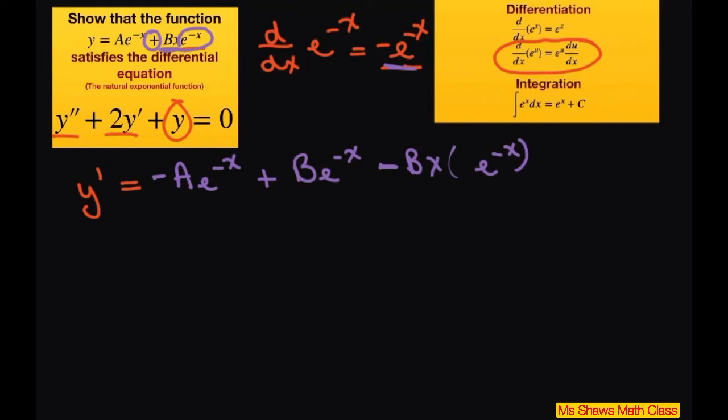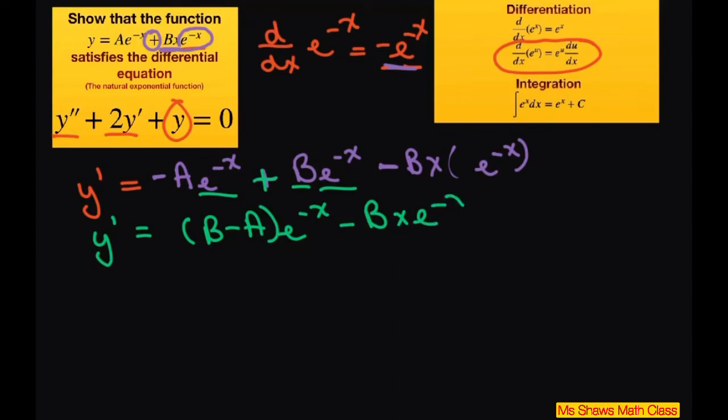Now let's do some grouping here by factoring out an e to the negative x. I'm going to write b first, so I'm going to write b minus a times e to the negative x, mainly because my b was positive, so I wanted to write b first. And then you have minus bx e to the negative x. That's your first derivative.